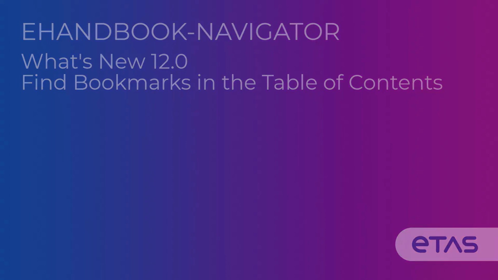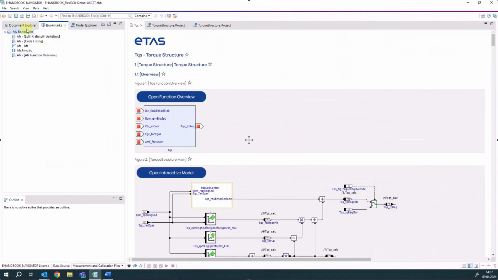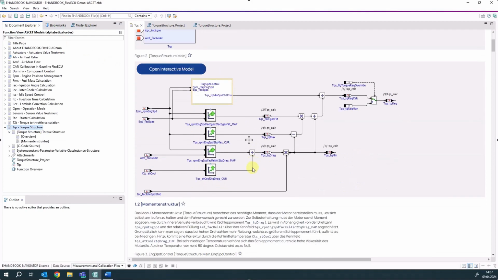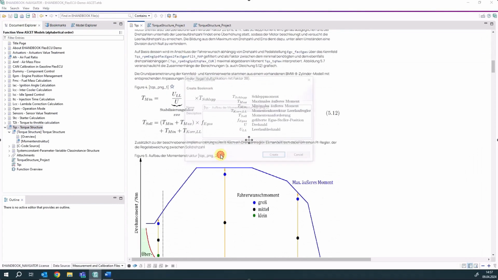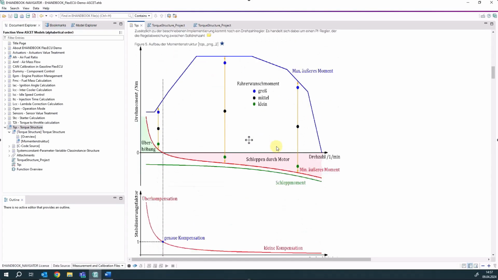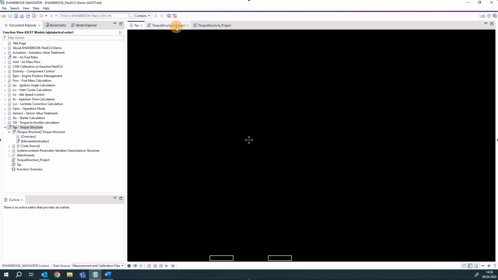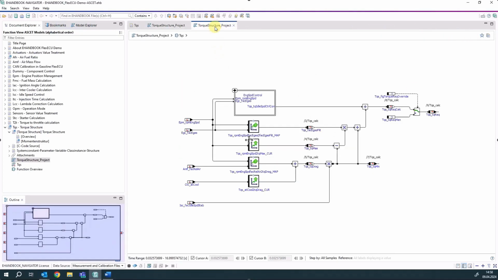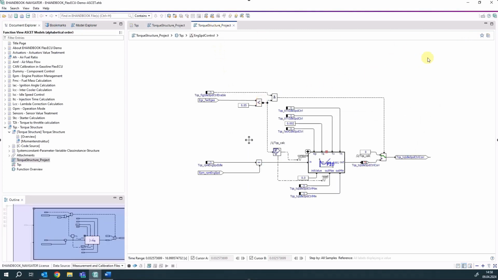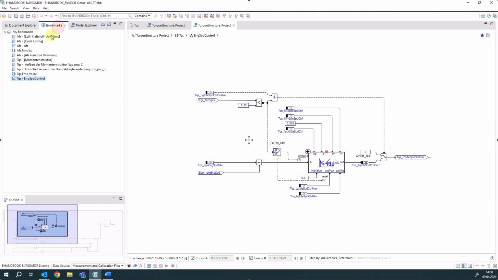Bookmarks have been introduced in earlier versions of EHANDBOOK Navigator to mark recently visited places or remember important parts of an EHANDBOOK container. You can bookmark sections in the textual content, figures, tables, function overviews, or specific levels in an interactive model. Bookmarks can also be shared by exporting them and transferred from earlier versions of EHANDBOOK Navigator.